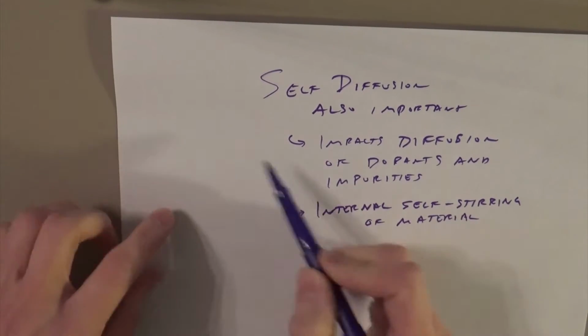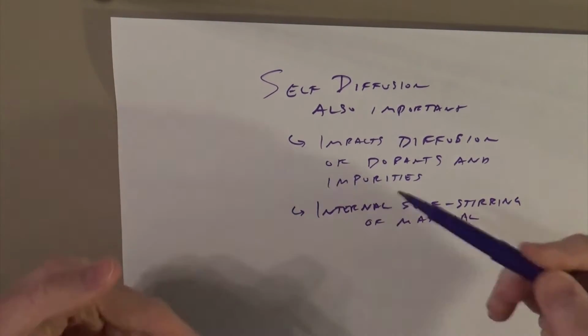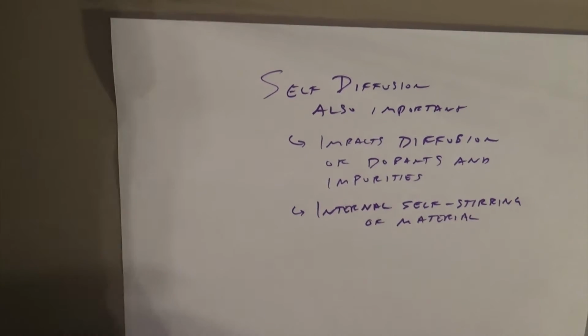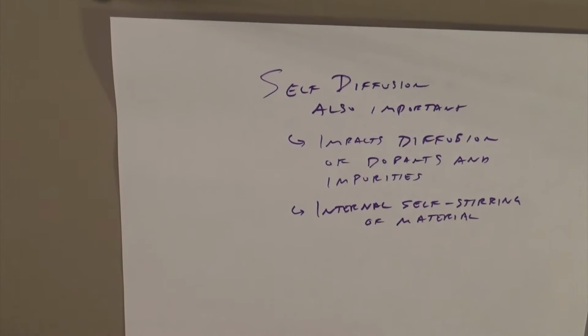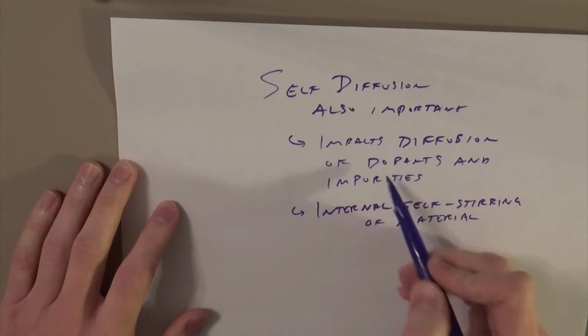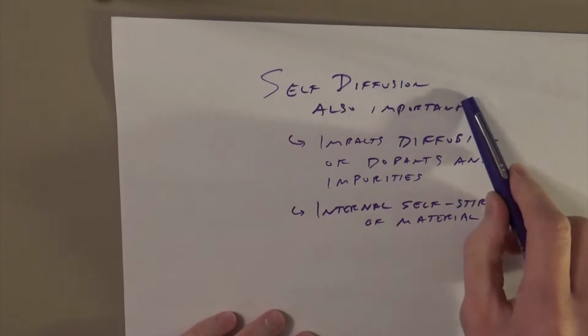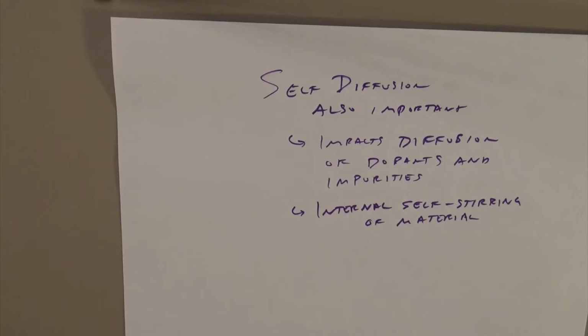Right? So as you have this internal stirring, the easier it is for a material to self-diffuse, the higher the rates are of diffusion of dopants and impurities. And in fact, in the case of the semiconductor industry, self-diffusion is something that, I would say in the 60s, 70s, 80s, was extremely highly studied.